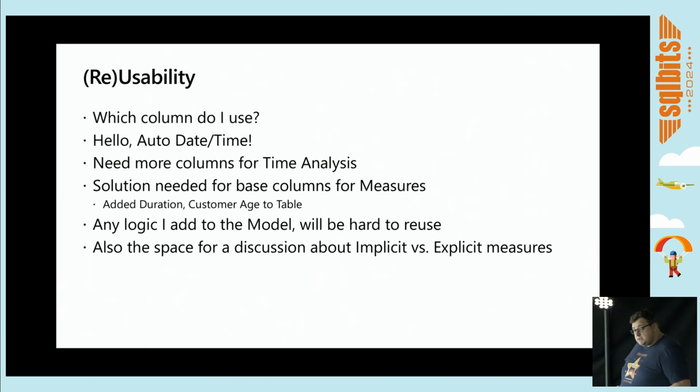It's also the space where we can discuss something called implicit and explicit measures. Implicit measures means if I just drag a field called duration onto my canvas, it's going to suggest something to me. Most of the time it's sum. I've seen max, min, average, distinct, all of the things. Power BI is going to help me with a recommendation. Whereas if I use an explicit measure, if I actually have a measure defined, I say I want the sum of the durations. I know what I'm getting into.